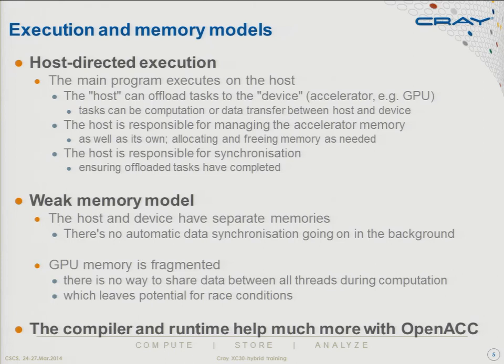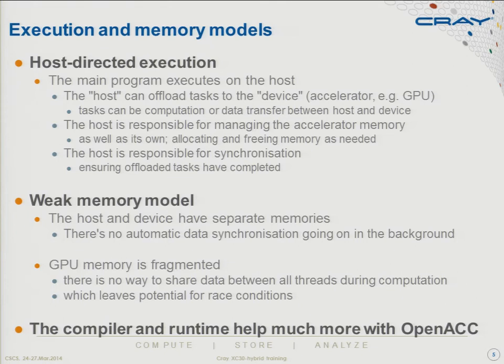The CPU and GPU have separate memory spaces. There is no automatic data synchronization going on. There's no cache flushing that keeps the data synchronized between them. The GPU memory is fragmented. We heard a little bit about how the GPU is split up into these SMXs, which are like independent vector processors, and they really are independent. There is some memory that's shared between them, but the only memory that's global is the global memory.